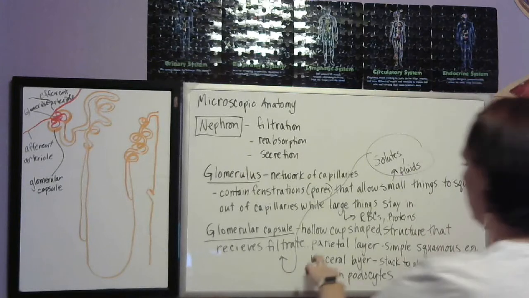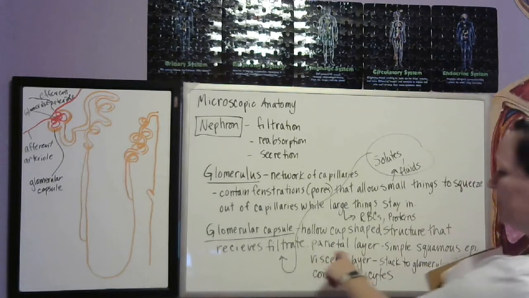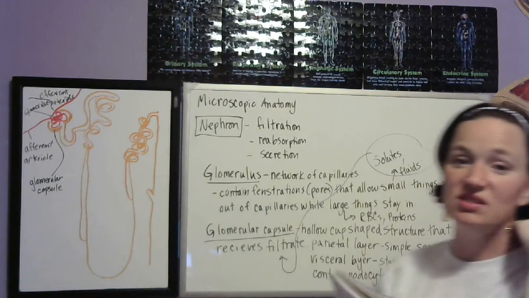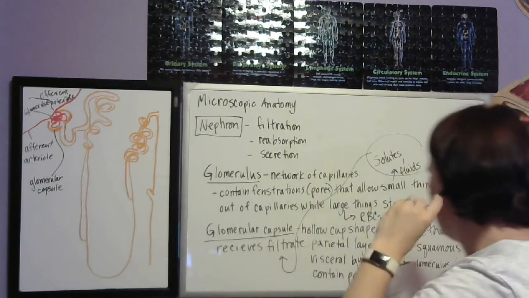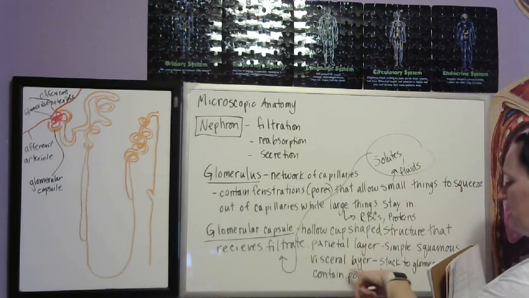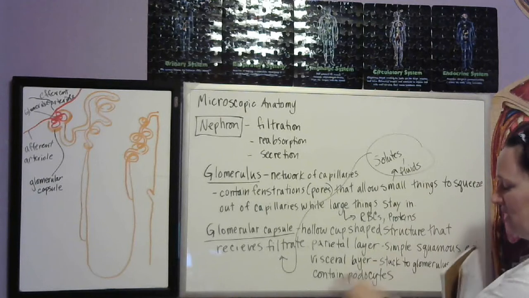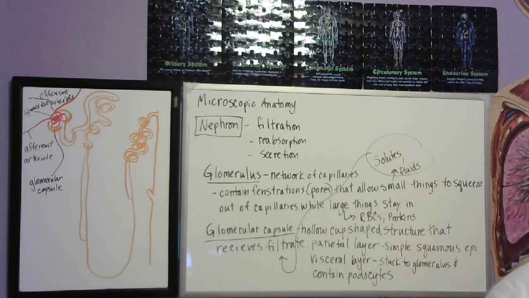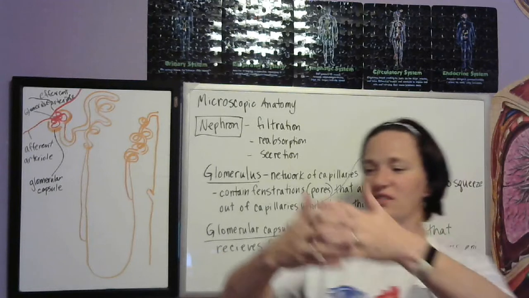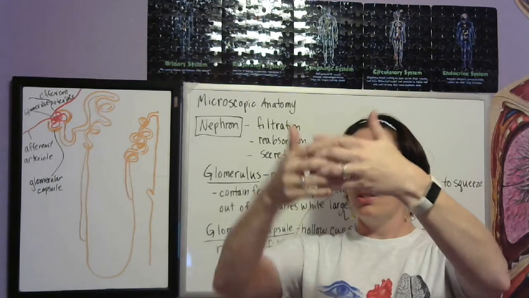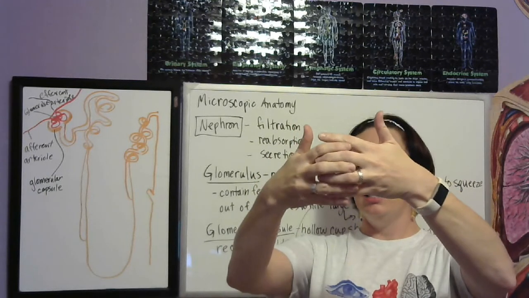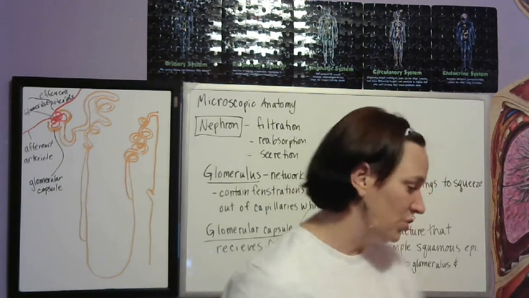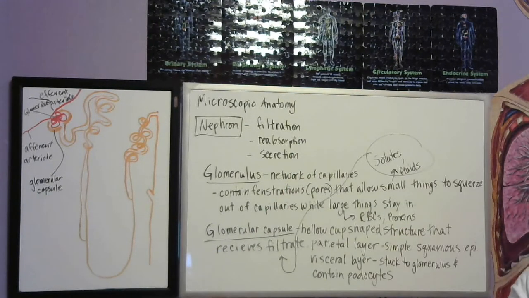Okay, so there are some different layers here. We have a parietal layer on the outside, which is simple squamous epithelium. Simple squamous is great for filtration, right? Then we have the visceral layer. This is stuck to the glomerulus, and it contains podocytes, a type of cell that looks just like fingers clamped together. You see how there are holes in between? Those pores are what go through and make the filtrate.